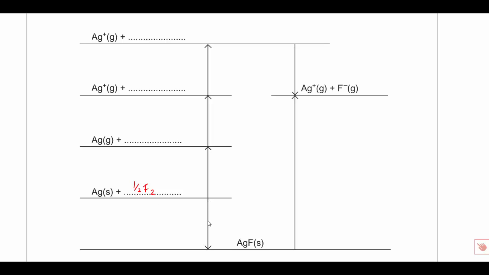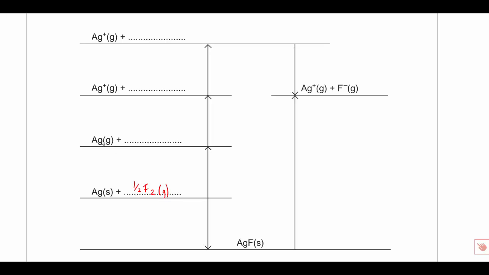These arrows are literally signifying the reaction, excluding the state symbols. So that's what all of these arrows actually are, they're the reaction lines. So we've got silver solid, add half of a fluorine molecule, and we should also put state symbols there as well. Fluorine as a gas, very important. You have to have the correct symbols in there.